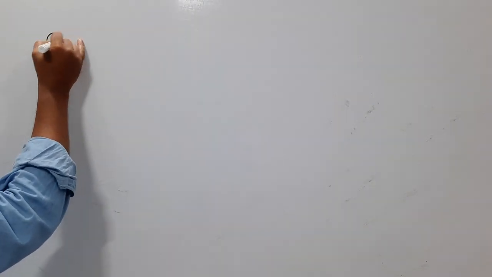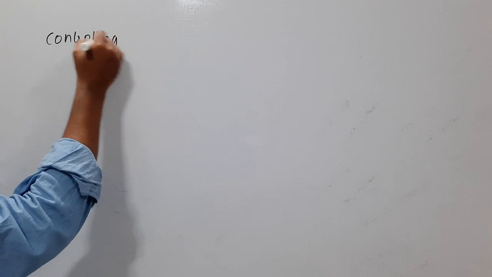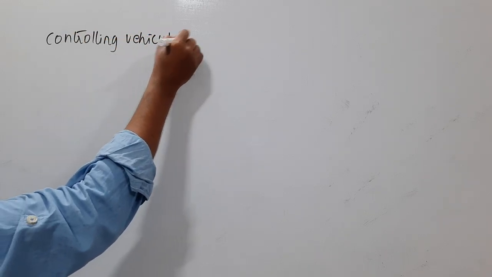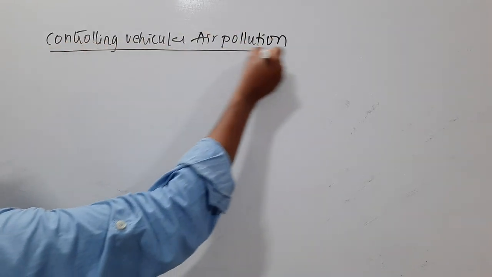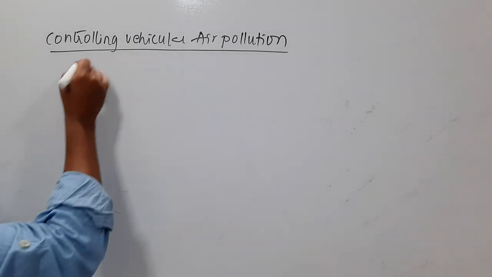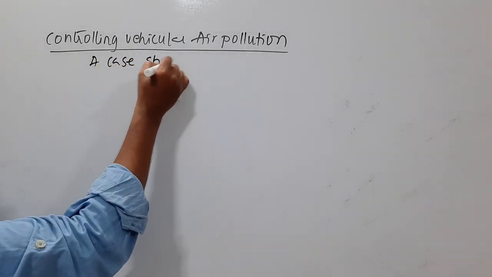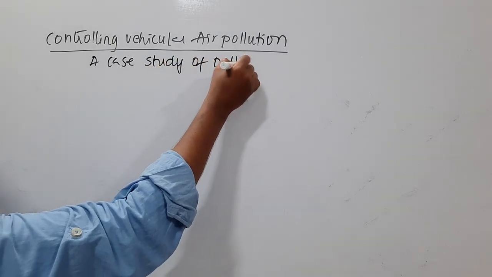In the last session, I discussed air pollution and its causes. We also have seen that noise is included under air pollution. Now, in this session, I'm going to talk about how to control air pollution by taking an example. Let's see, controlling vehicular air pollution. This I'm going to explain by taking a case study of Delhi.